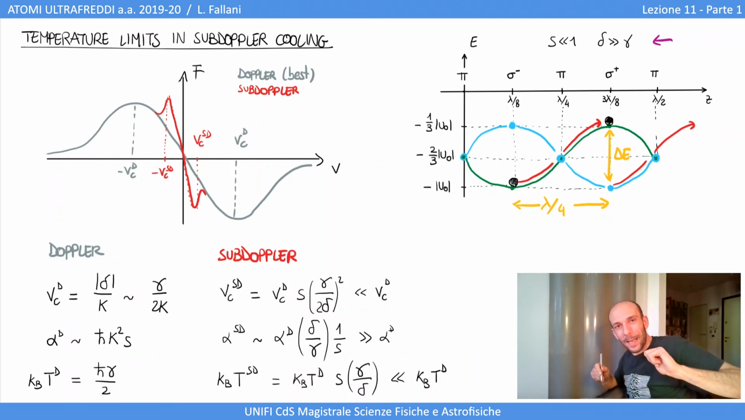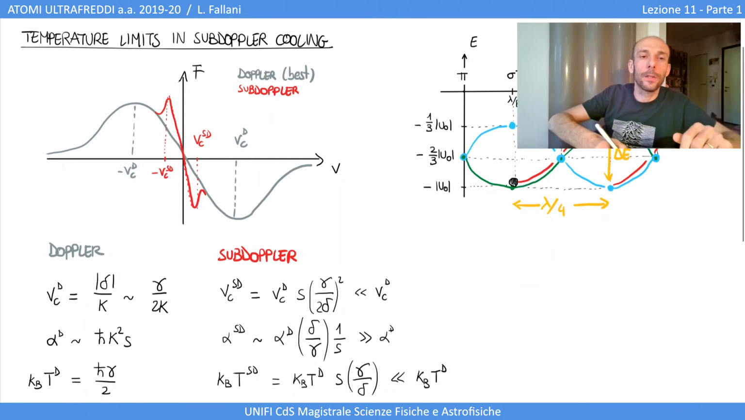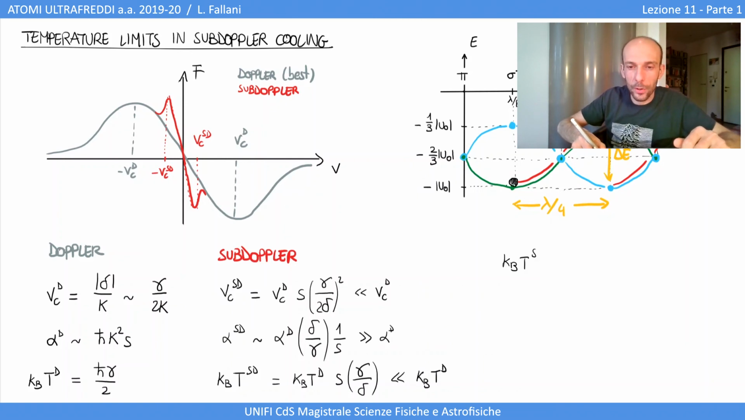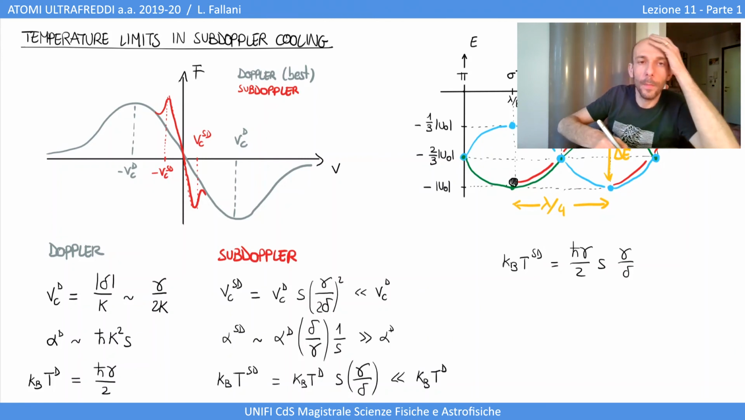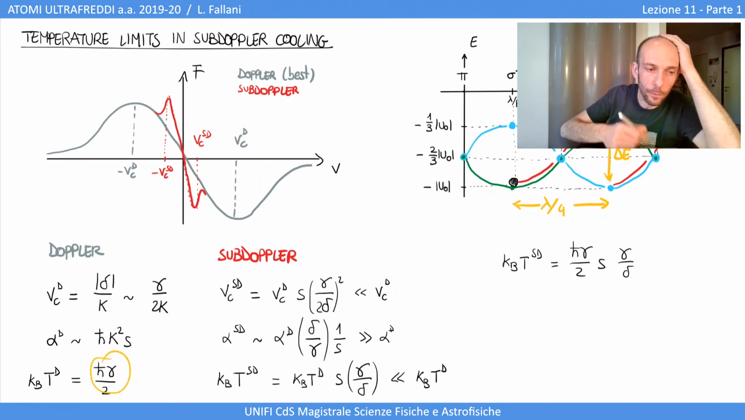Let me now show you one last thing: let me make explicit this last expression on the subdoppler temperature, because there is another picture for understanding this temperature limit. And it is the following. So kB, I will write it here. The subdoppler temperature is kB times the Doppler temperature, that is ħγ divided by 2 times S times γ divided by δ. I just substituted the expression for kBT_D.